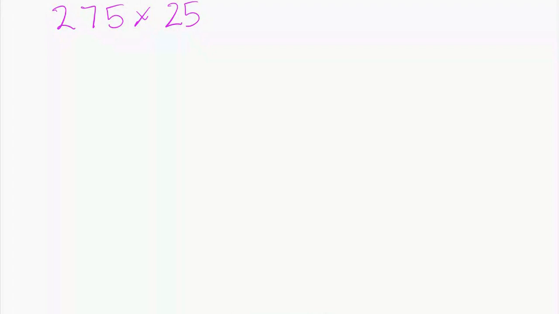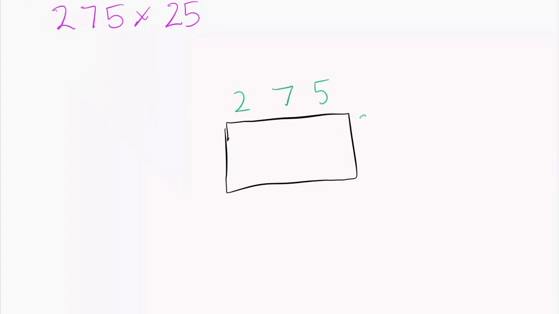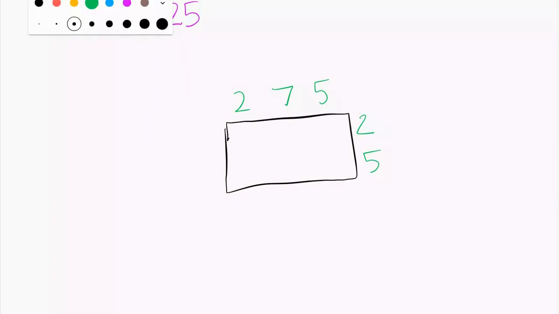Okay, so I have a problem here. I have 275 times 25. When we're working with the lattice method, the first thing we need to do is make a box or a rectangle. So I'm going to make a rectangle, and I'm going to write my two numbers in. So we said it was 275 times 25.